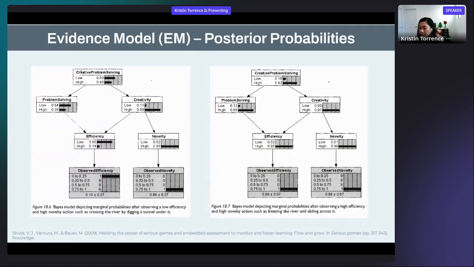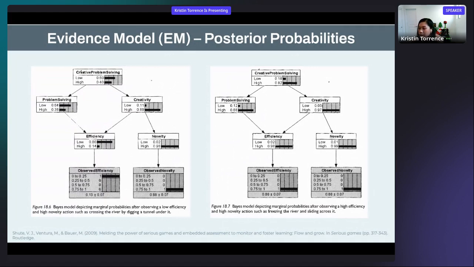And then here are two examples of evidence being entered into this system. The one on the left is when the learner demonstrates a low efficiency skill and a high novelty skill. With this new evidence, the model now predicts that it's likely the player has a low level of problem solving skill and a high level of creativity skill. And then overall, the likelihood of them having a low creative problem solving skill is 60% versus high is 40%.